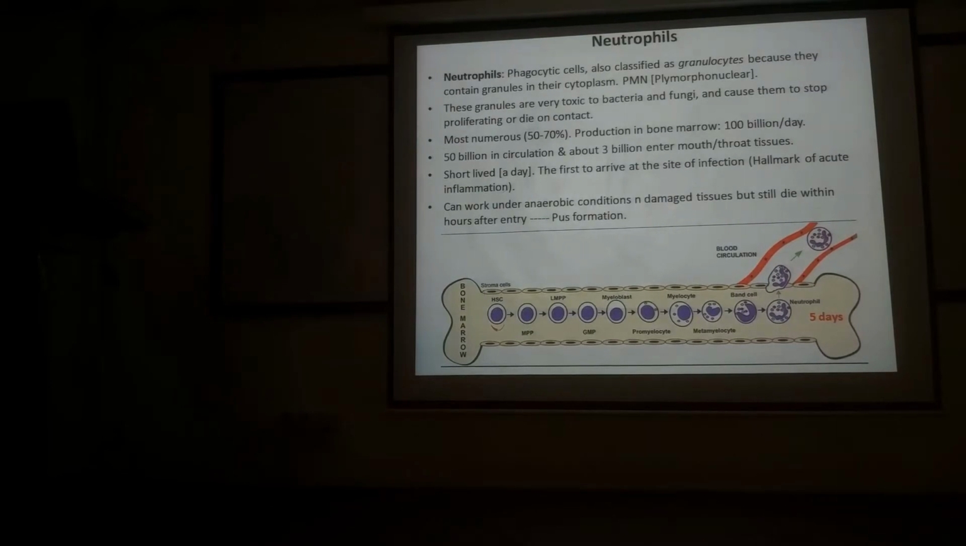The first cells that the pathogens come in contact with are the macrophages. These are the macrophages which are going to inform other cells about this attack, that some pathogen has entered your body. The first cells recruited by the macrophages to the site of infection are the neutrophils. So we will discuss the macrophages in the coming lecture.